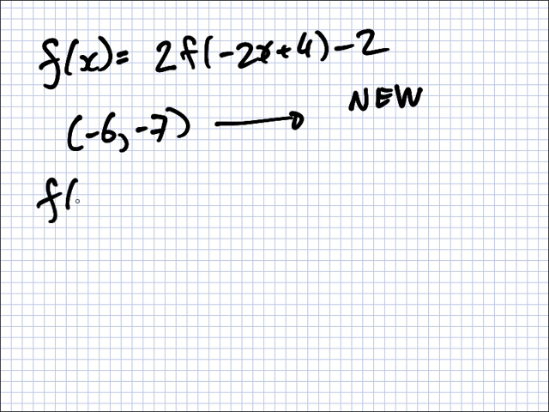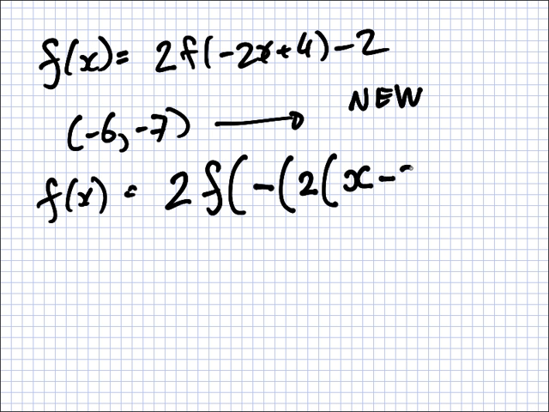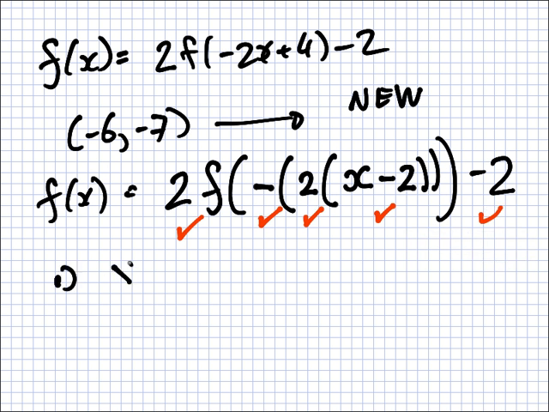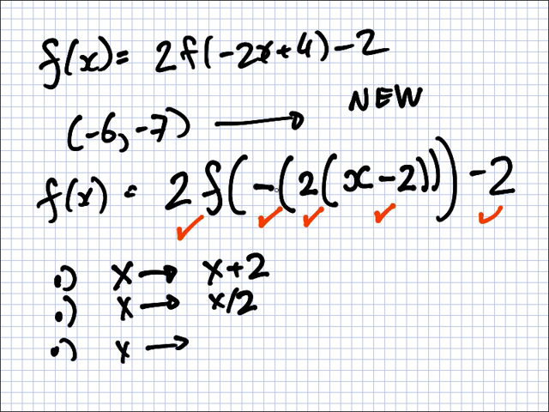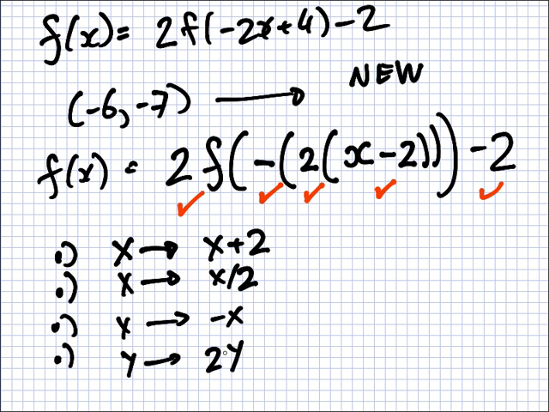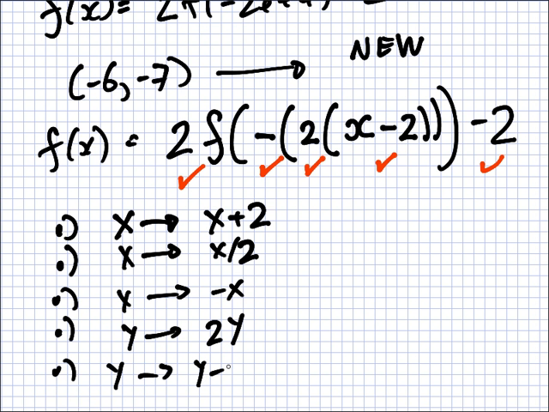Okay, so let's look at what happens. That's 2f(minus(2)(x plus 2)) minus 2. So first we'll do x plus 2, then the 2, then the minus, then the 2, and then the minus 2. So let's write down what happens. First, our x gets moved to the right, x plus 2. Translate right. Then next, we compress the x, so you divide the x by 2. Then next, you reflect through the y, so that becomes minus x. Then next, the y gets doubled.